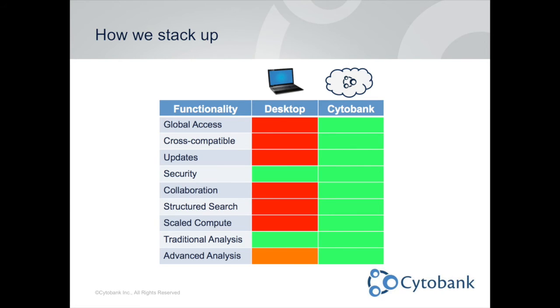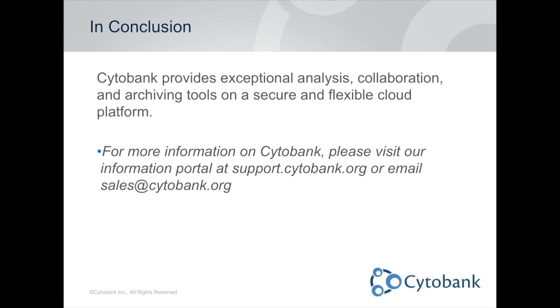Cytobank has a structured search component, which allows you to search by figure dimensions or by channel names, in addition to author's name or experiment name. Our compute is scalable, so as you start more analyses and need more compute power, we automatically add that. We also have traditional analysis tools, and we're always expanding our advanced analysis algorithms. In conclusion, Cytobank provides exceptional analysis, collaboration, and archiving tools on a secure and flexible cloud platform.